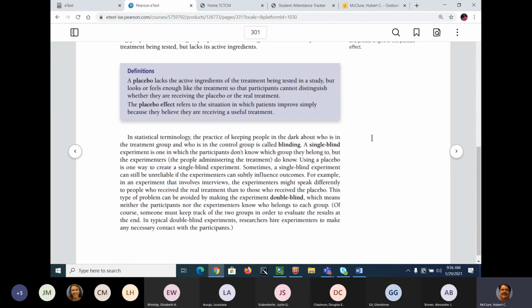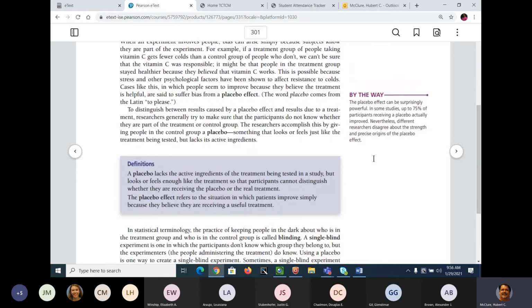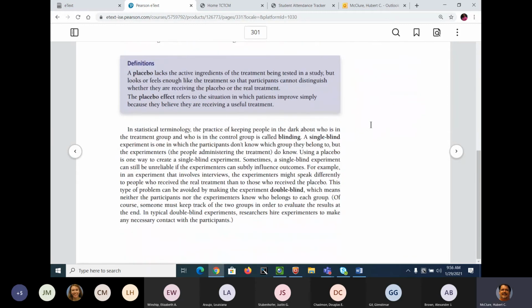And it says right here, the placebo effect can be very surprisingly powerful. In some studies, up to 75% receiving a placebo actually improved. The mind is very controlling. If you don't know, wait till you have in-laws. You'll find out.